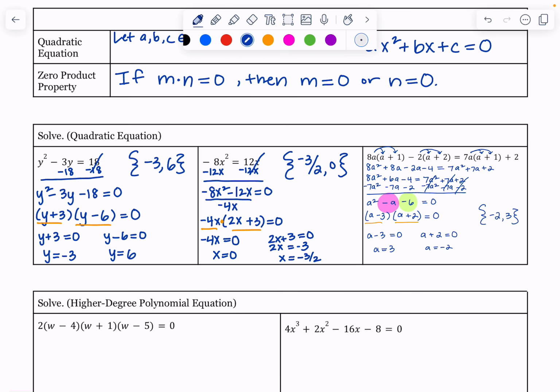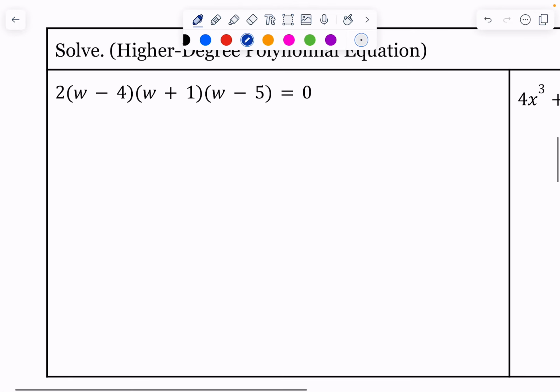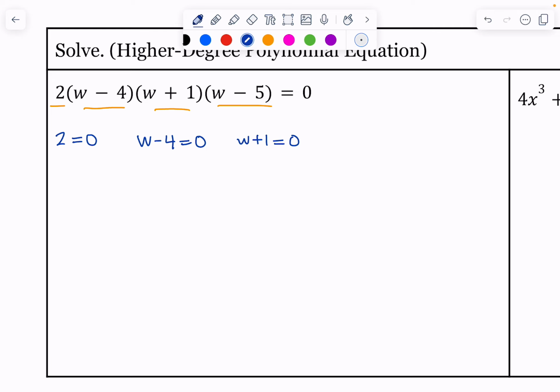Next, we're going to do the same thing with higher degree polynomials. So this one is already set up for us. This one has 1, 2, 3, 4 things that multiply to equal 0. Zero product property still applies. So we have 2 equals 0, w minus 4 equals 0, w plus 1 equals 0, w minus 5 equals 0. 2 does not equal 0, so that doesn't give us a solution. We just want to be careful because sometimes they will have a variable out here like 2w.